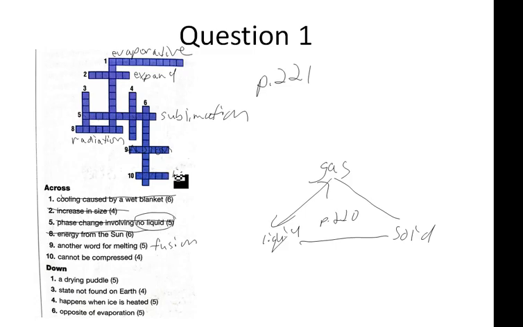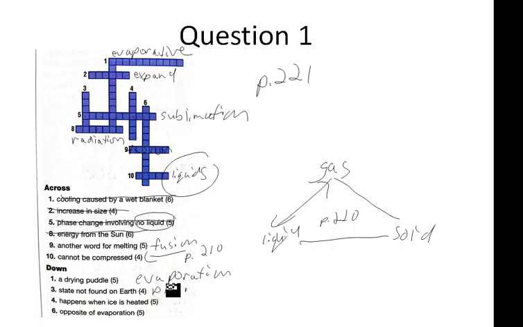Next, cannot be compressed. Well, liquids fall under that category. Liquids cannot be compressed. You can see in topic 4, if you look on page 210 to help you with that. Drying puddle, what do we call that? That is called evaporation.